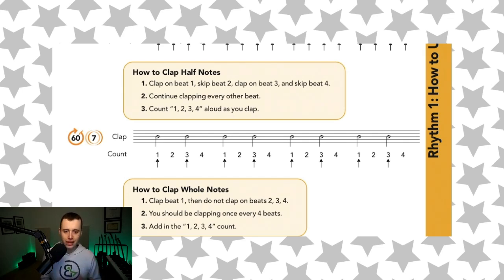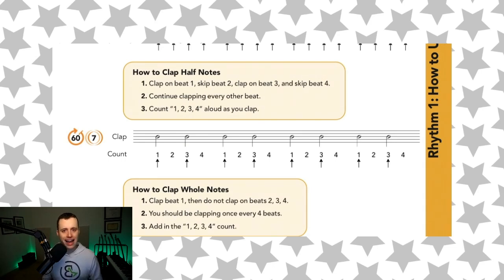Once you get comfortable doing that, you're going to add in 1, 2, 3, 4. So it's always nice to give yourself a count in before you start. So give yourself a ready, set, go, and on your marks, get set, go with the count in of 1, 2, 3, 4 before you start clapping. 1, 2, 3, 4. Clap on 1, skip 2, clap on 3, skip 4. Count 1, 2, 3, 4. There you go.